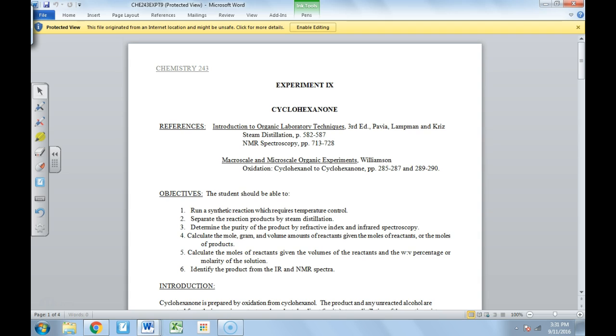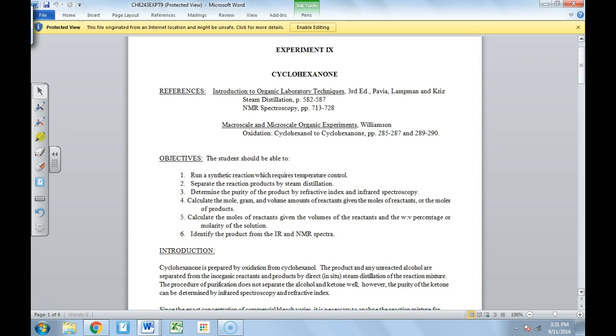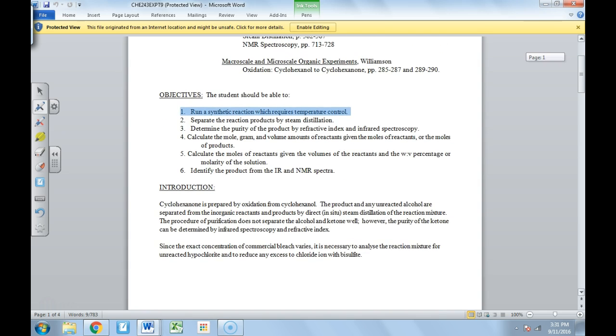Now, there are some objectives for this lab that are not the actual purpose. The purpose of this lab is to synthesize pure cyclohexanone. Now these objectives here are just all the learning objectives, okay? So just keep that in mind when you're writing up your general procedure.